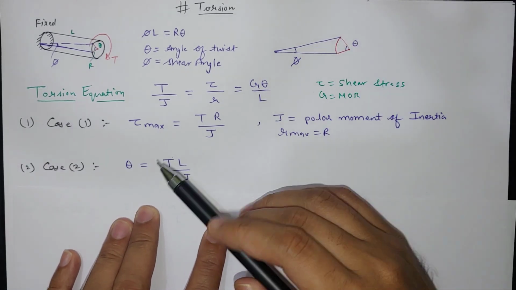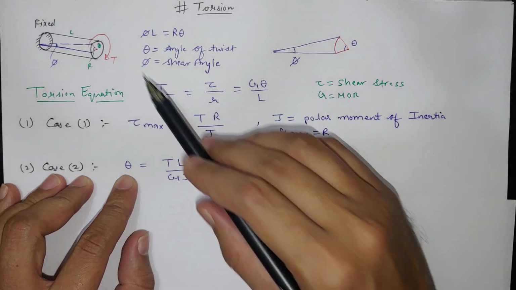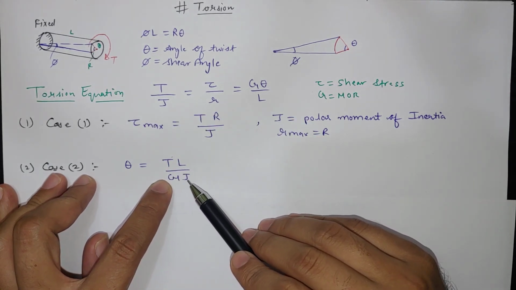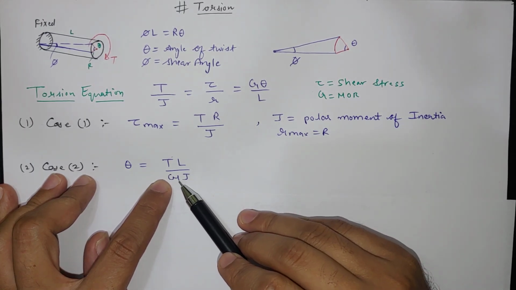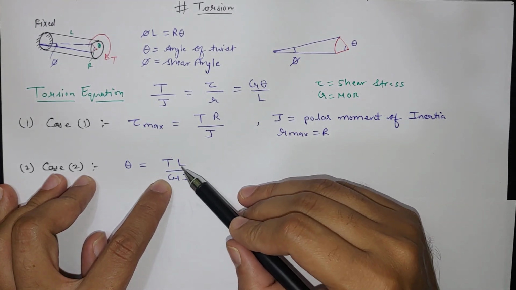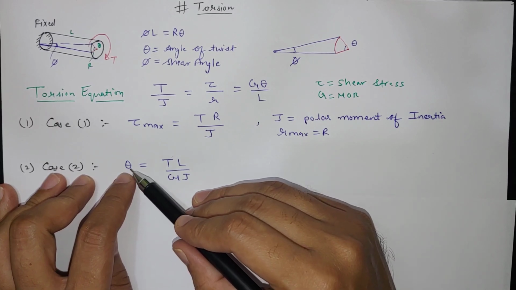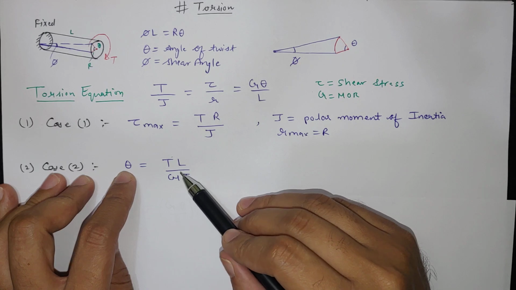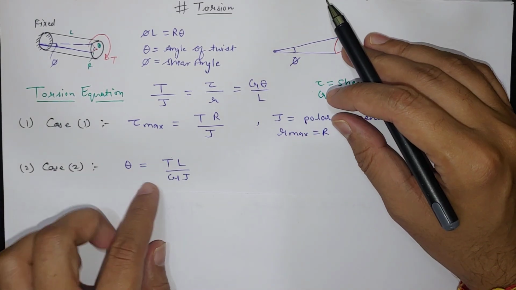Now the second case is angle of twist. We can calculate it by T L by G J. T is the torque applied, L is the length, G is the modulus of rigidity of the material, and J is the polar moment of inertia. G will be given in the question, diameter will be given in the question so you can calculate J, length will be given, and torque applied will be given. If the angle of twist is also known, then we can calculate other variables also, like diameter from J, length, and all other variables will be given.